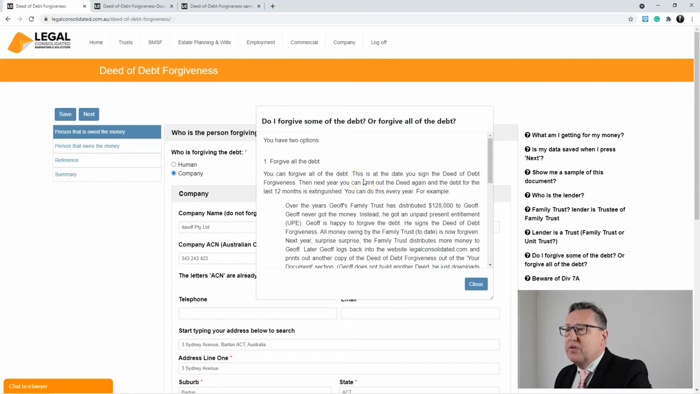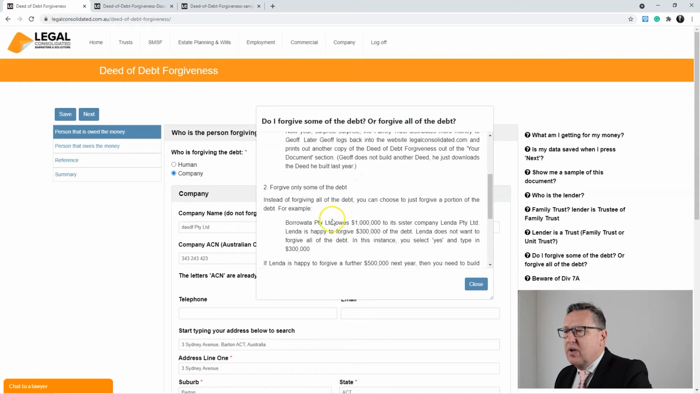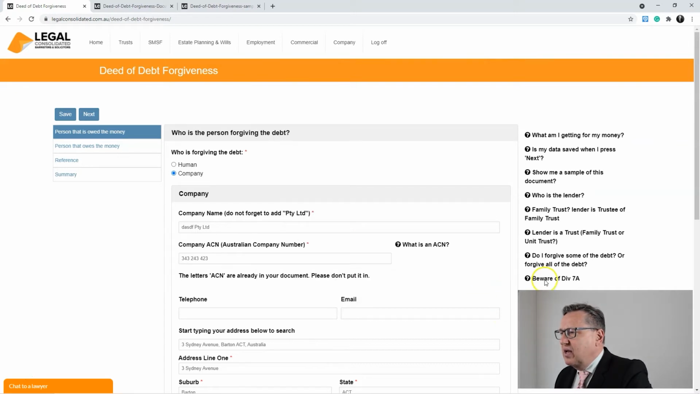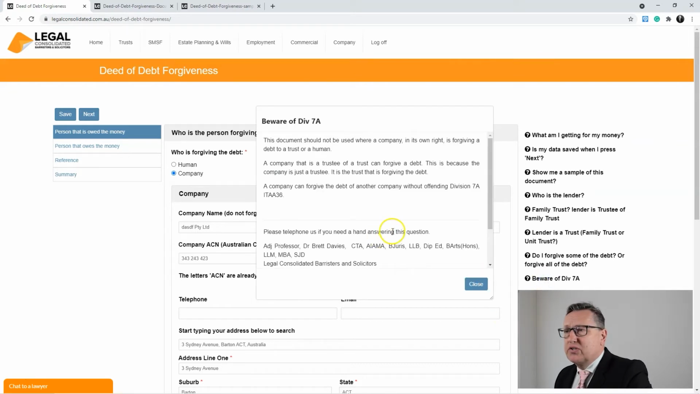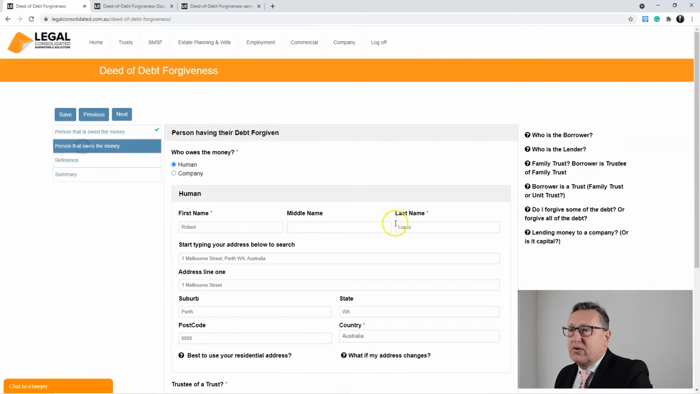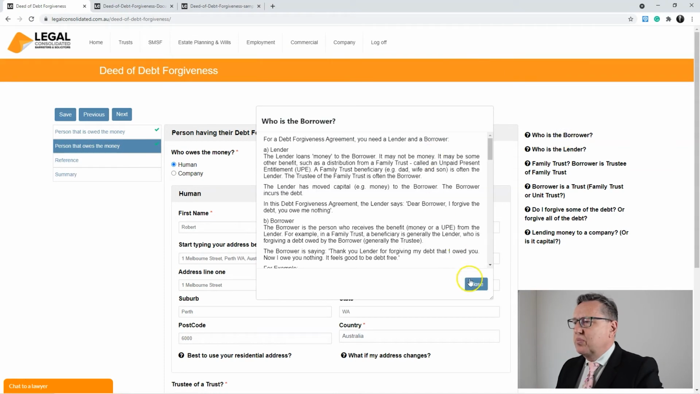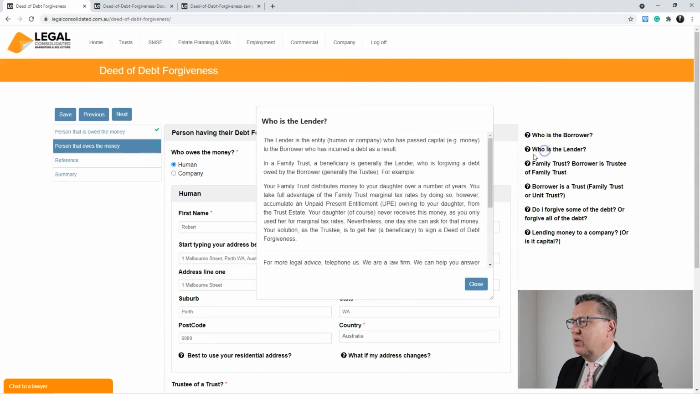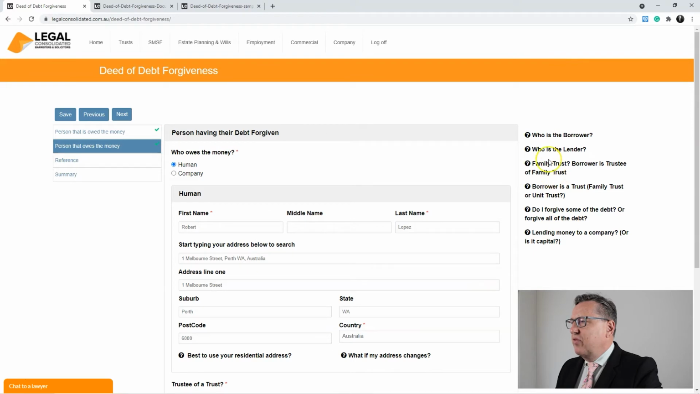Do I forgive some of the debt? So here you may wish only to forgive part of the debt, and beware of Division 7A. That's where the company is loaned money. Well, that's good. There's a lot of good hints there. And yet there's another group of hints here. Who was the person that's owed the money? Who was a person? And the parties are there. Family trusts, borrowers, do I forgive some of the debt? I've now answered those two questions.